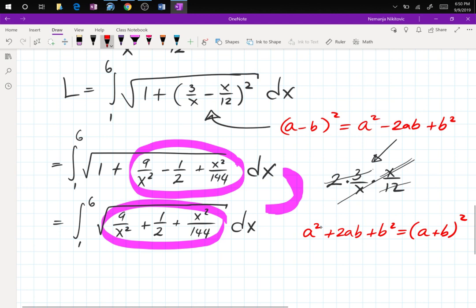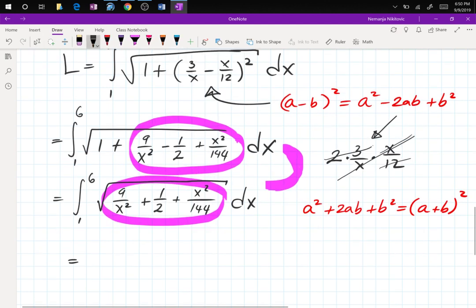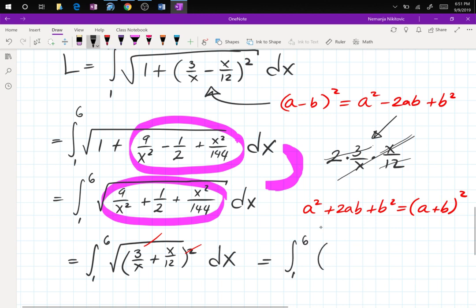So this will compress into the integral from 1 to 6 of the square root of (3 over x plus x over 12) everything squared dx, and this is where square and square root die, and you have a very basic integral to deal with: 3 over x plus x over 12 dx.